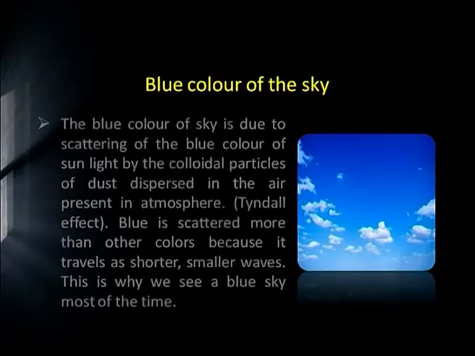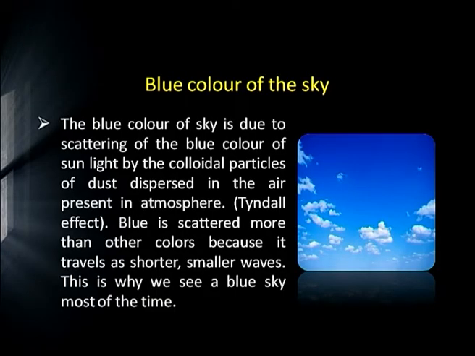Sky is blue. Why is it blue? The blue color of the sky is due to the scattering of blue color of sunlight by the colloidal particles of dust that are dispersed in air. Dust is always present in the atmosphere, and scattering of light by colloidal particles is known as the Tyndall effect. Therefore, the color of the sky is blue because of the Tyndall effect, a property that you have studied. And blue color is scattered more, and hence it looks blue.